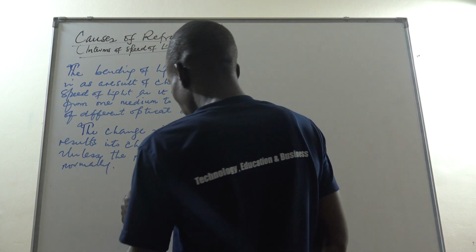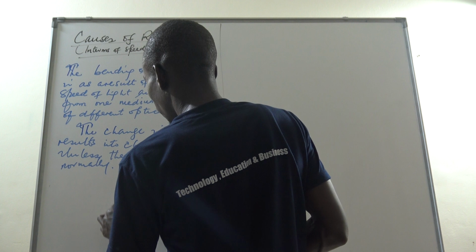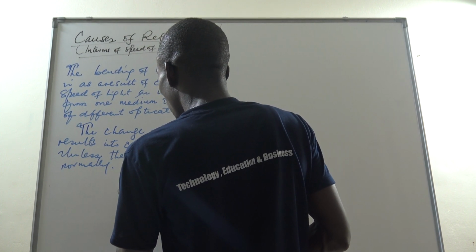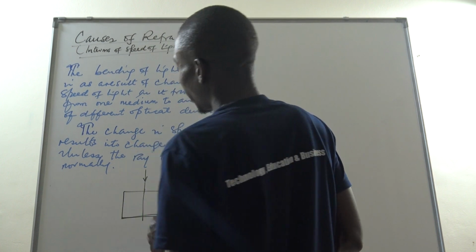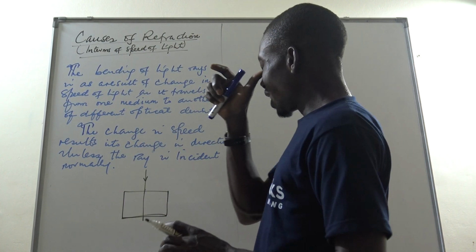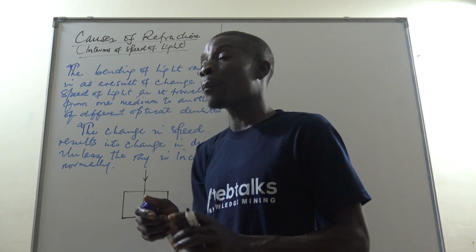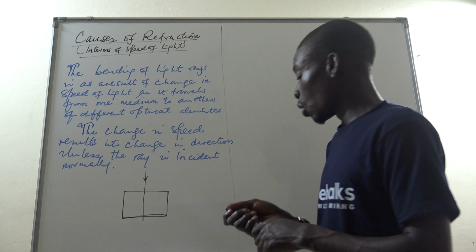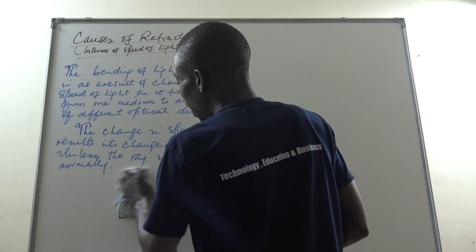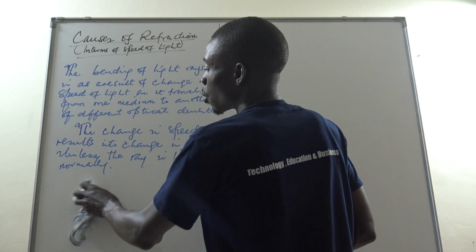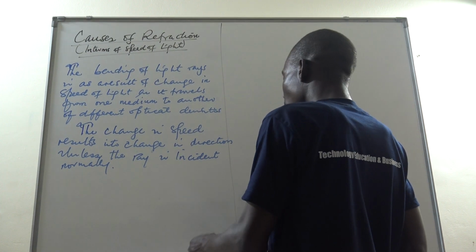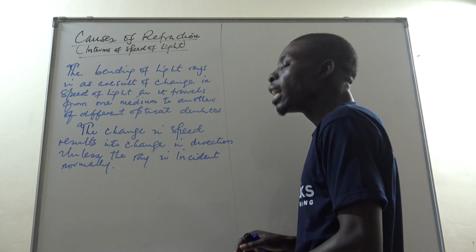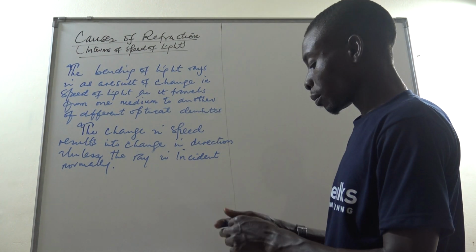What am I talking about? If I have this, if the rays are incident normally like this, it will not change direction. Okay? It is not going to change direction. The change in direction only appears if the ray is incident at some angle. Okay? So the rays must not be incident normally. If it is incident normally, even if it changes the media, it is not going to change direction.